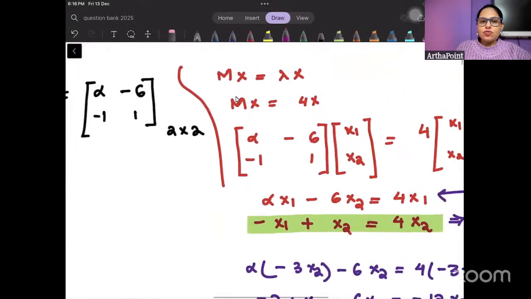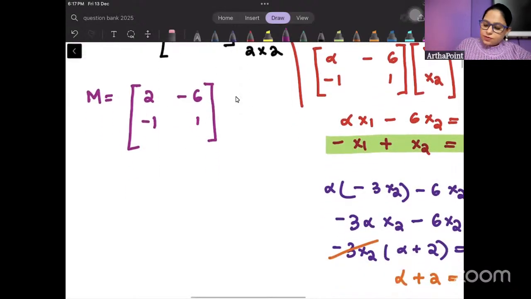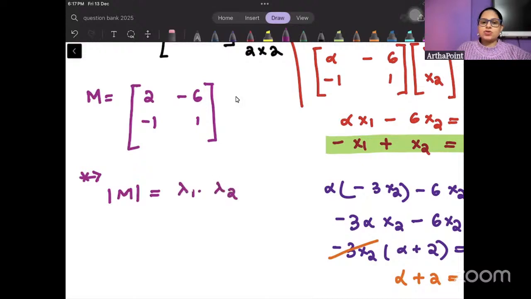If alpha is 2, what will be my matrix? My matrix will be 2, minus 6, minus 1, 1. Now, we know one property of the eigenvalues is that when we find the determinant of the matrix, it should be equal to the product of the eigenvalues. So if there are two eigenvalues and it's a 2 cross 2 matrix, the determinant will be lambda 1 into lambda 2. What is the determinant of this matrix? It will be 2 minus minus 1 into minus 6.